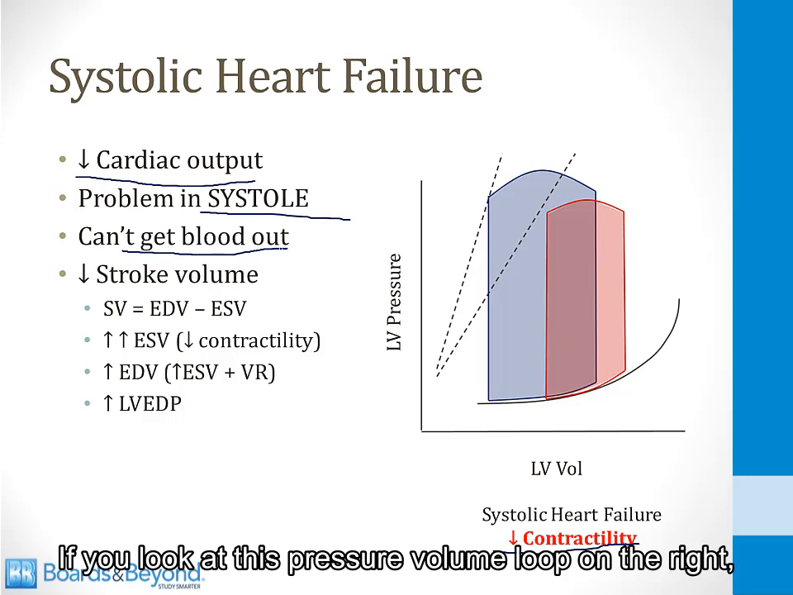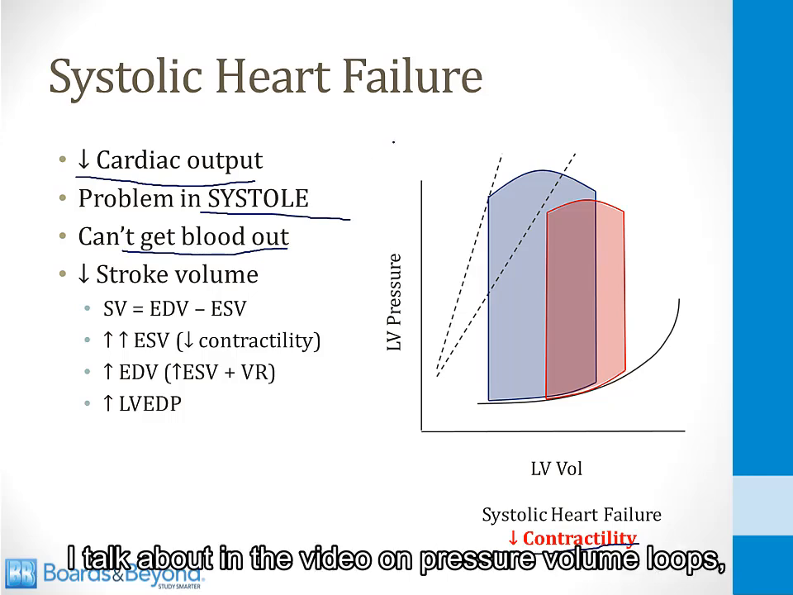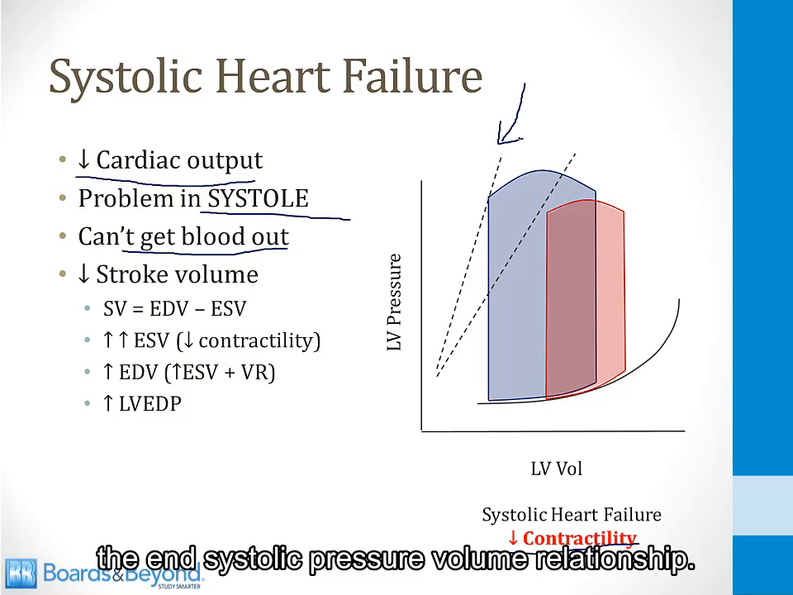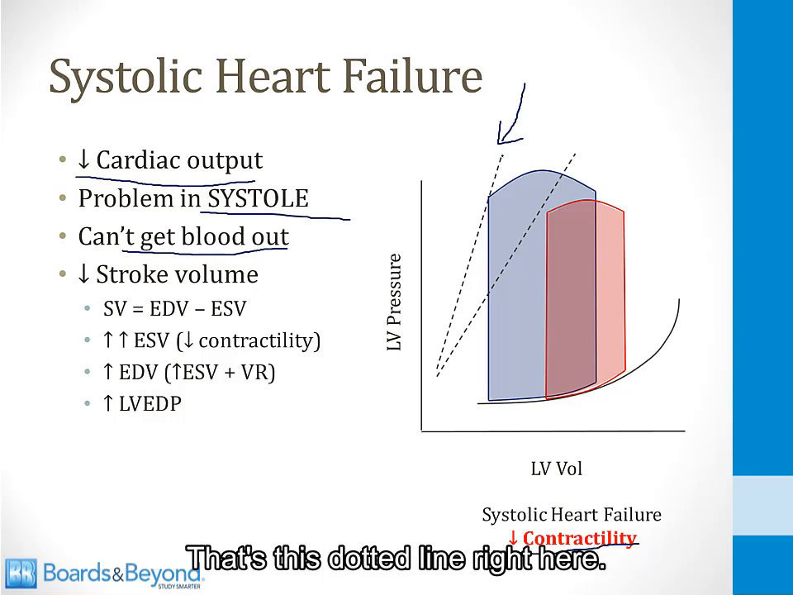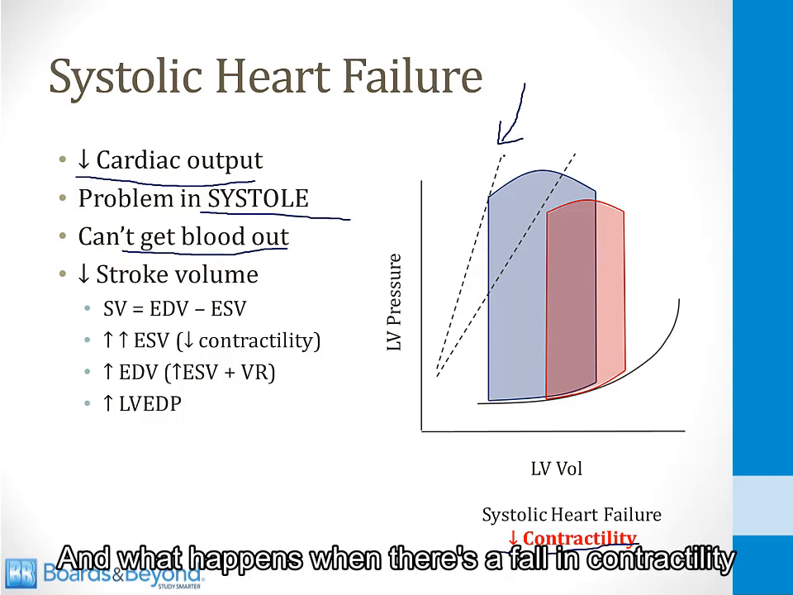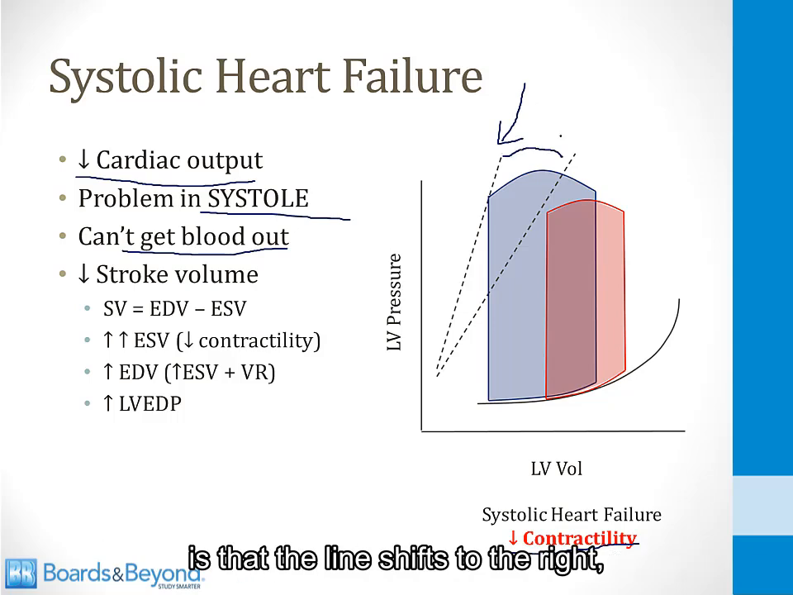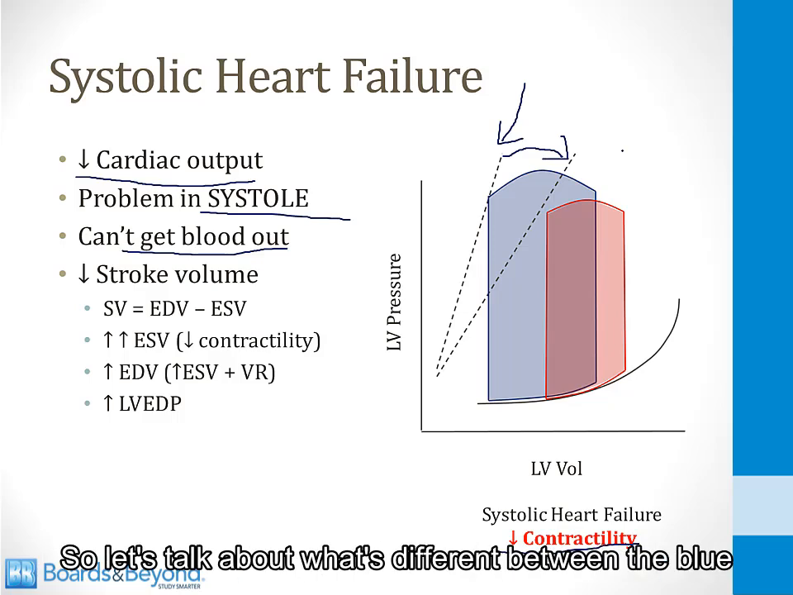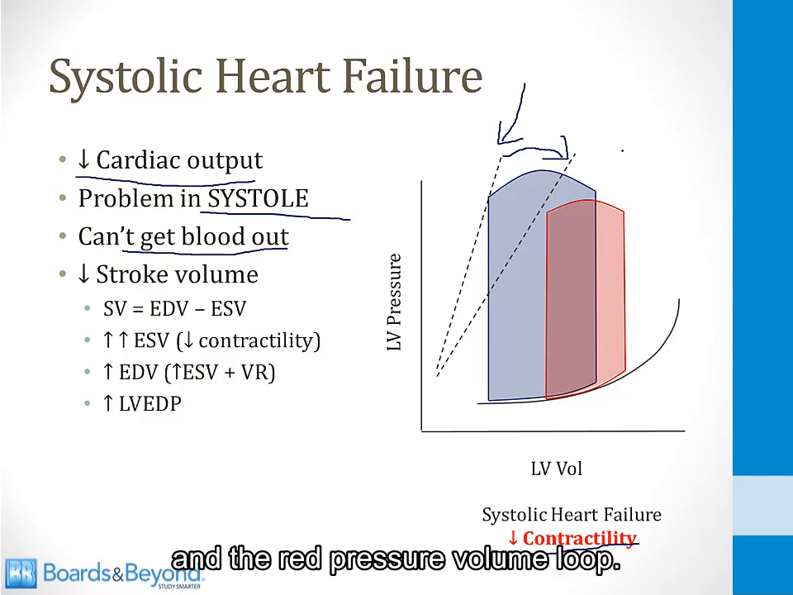If you look at this pressure volume loop on the right, I talk about in the video on pressure volume loops how changes in contractility shift the end systolic pressure volume relationship. That's this dotted line right here. And what happens when there's a fall in contractility is that the line shifts to the right, as I've shown in this picture here. That changes the pressure volume loop from the blue one shown on the screen to the red one. So let's talk about what's different between the blue and the red pressure volume loop.